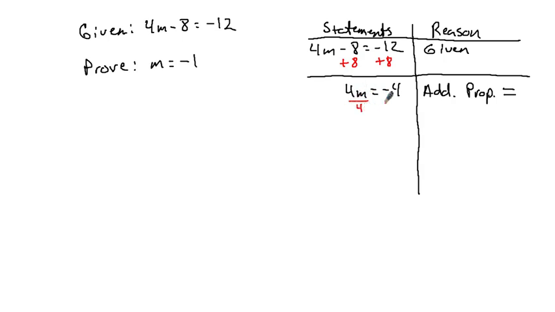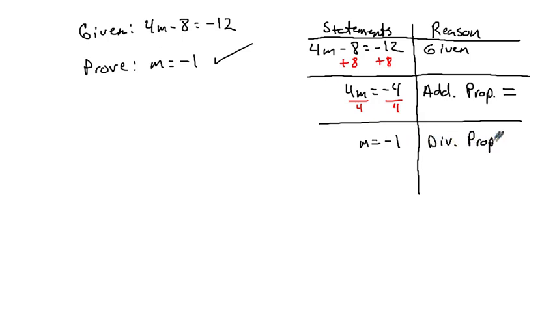So our next step would be to divide both sides by 4. And so our new line will say m equals negative 1. Well, hey, that's what we wanted to prove, right? So we're basically done. We just need to state why we can say this line is true. And that's because we divided both sides by 4, so that's the division property of equality.